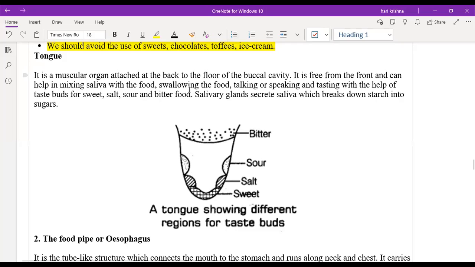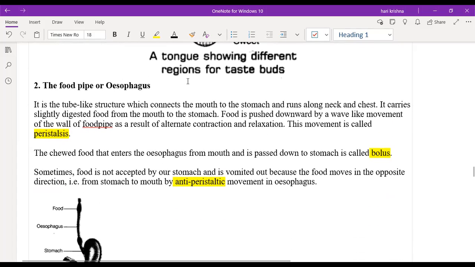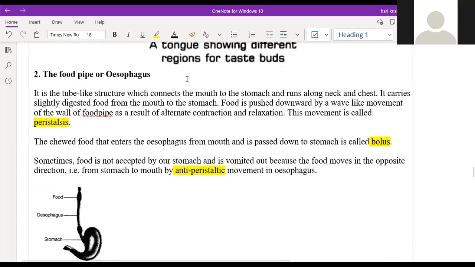The tongue also helps in the movement of the food in the mouth, and in the mixing of the salivary glands' secretions with the food. So next one is the esophagus. What is the esophagus? It is simply called the food pipe, which helps in the movement of food from the buccal cavity to the stomach, and runs along the side of the windpipe also.